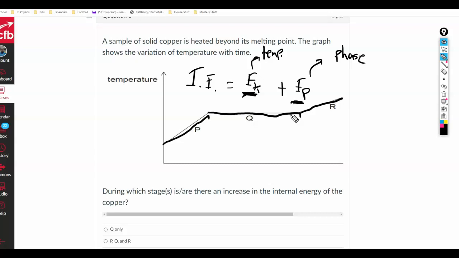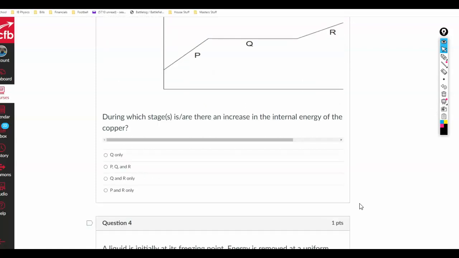Okay, and so the correct answer to the question is there's an increase in the internal energy of the copper at every single stage, P, Q, and R. Again, at stage P and stage R, the temperature is going up, so the kinetic energy of the copper particles is increasing. But even during stage Q, the internal energy is still increasing, even though the temperature is not increasing, because that energy, rather than going to the kinetic energy of the copper particles, is going to the potential energy, and it's going to the phase change. So it should be all three stages where there's an increase in internal energy.